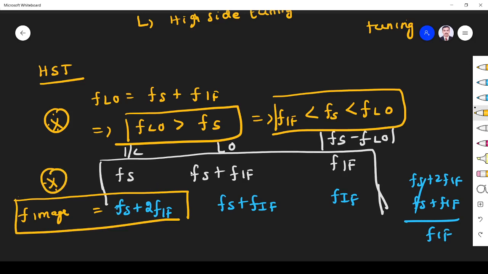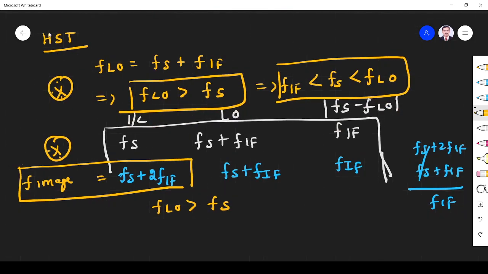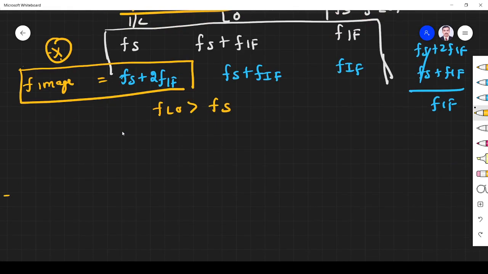So here the local oscillator frequency is always greater than the signal frequency FS. This we must know. In the exam, they will give the condition whether the local oscillator frequency is lesser or greater than the signal frequency, whether it is high side tuning or low side tuning. For all of these, you use this formula.